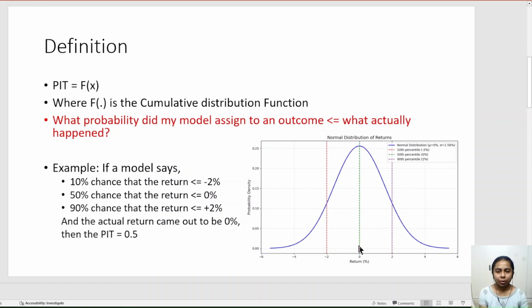So the probability that the model assigned an outcome that is less than what actually happened is 50%. So the model can predict that the outcome can be -4, -2, or -3, and it can also predict that the outcome can be +2, +4, +5. So essentially, the actual outcome is 0%, but the probability that the model could have predicted an outcome of less than 0% is 50%. So that's the reason we have the PIT of 0.5.